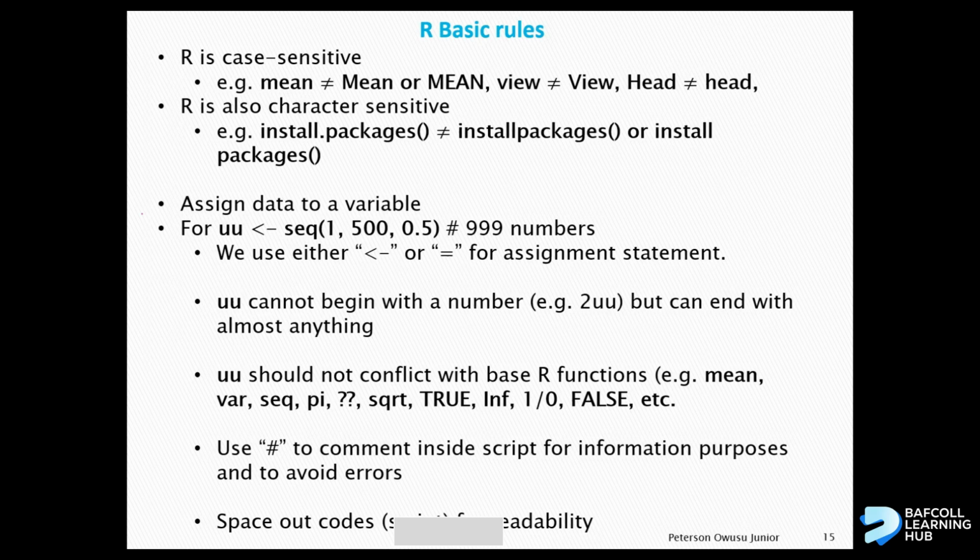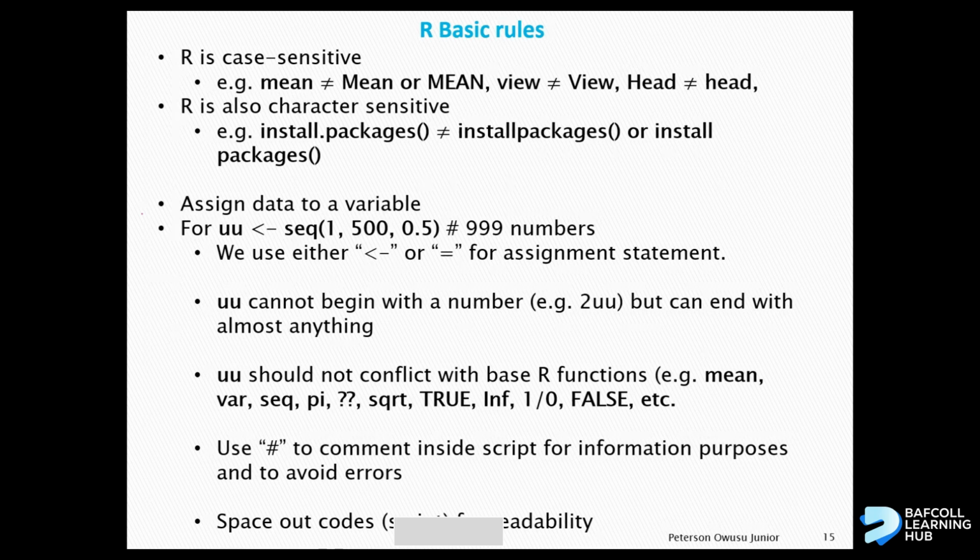And in assigning, there are a few things that you need to note: you don't start with a numerical character, but you can end with numerical characters. And there are a number of basic or base functions in R that you don't want to assign your objects to or create your objects with that name. Like mean, pi, sequence, square root, these logical operations, etc. You don't want to assign your variables to them. In fact, they will cause a lot of problems for you.